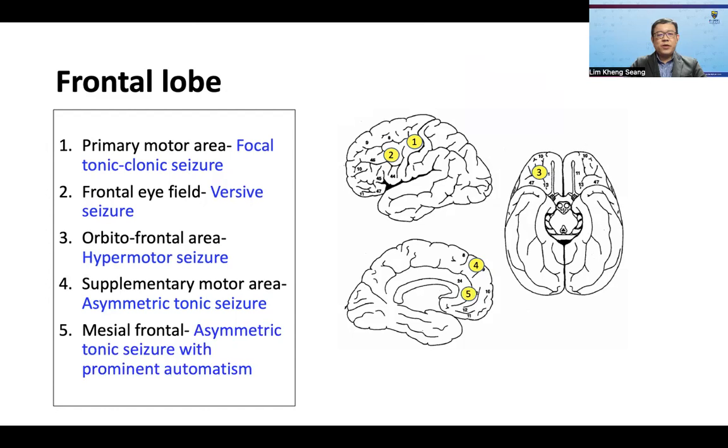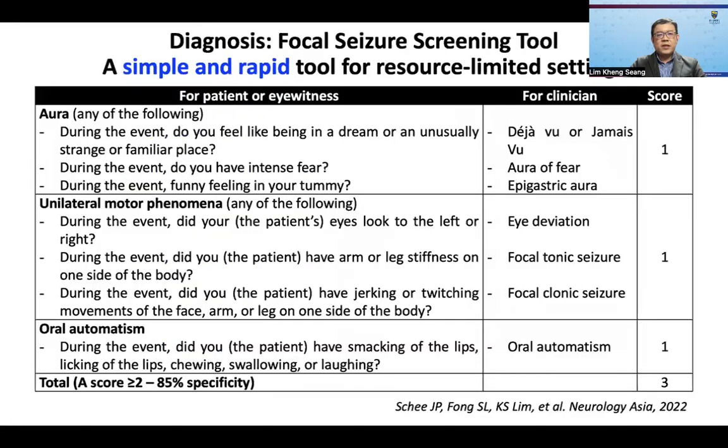In the old days, we called this fencing posture or figure of four. Sometimes the seizures spread from one region to another or have a mixture of these features. Because of the complexity, we have developed a focal seizure screening tool, which was published last year. This tool is simple and rapid to administer, within 1 or 2 minutes. It was derived from 33 questions asking about various symptoms of a seizure in more than 100 patients.